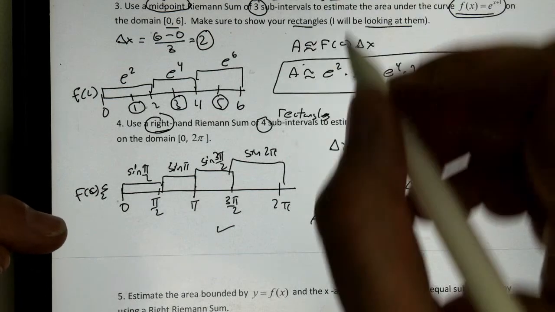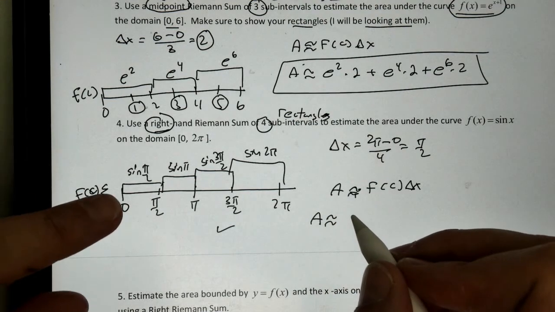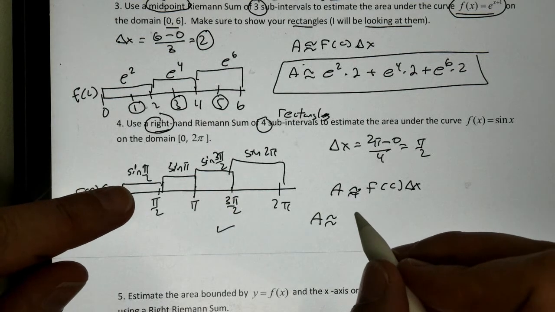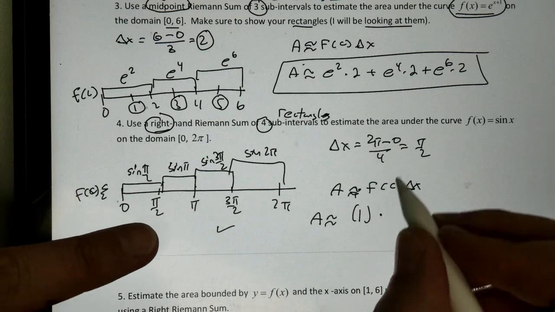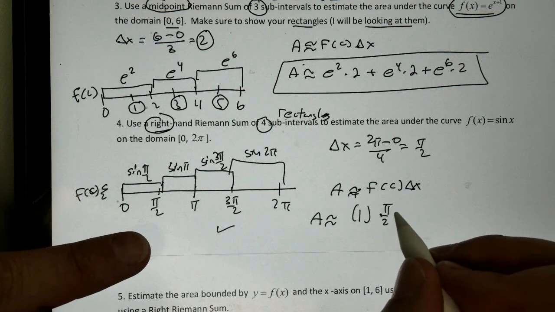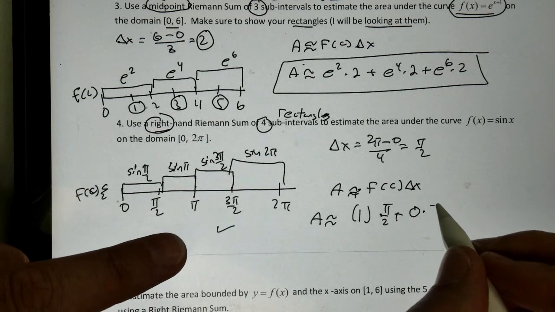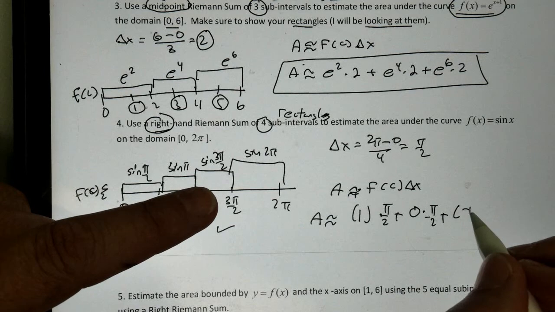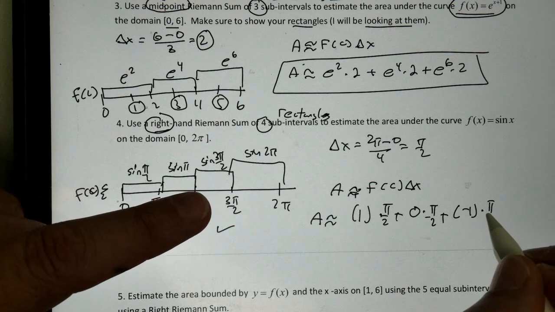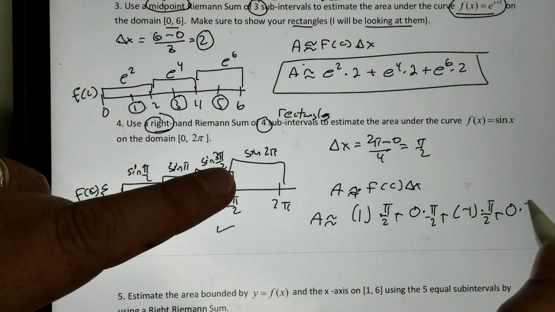So when we do this, there we go. I don't want to leave that sine of pi over 2. Sine of pi over 2 is 1. So I'm going to go 1 times pi over 2 plus the sine of pi, which is 0, times delta x, pi over 2, plus the sine of 3 pi over 2, which is negative 1, times pi over 2, plus the sine of 2 pi, which is 0, times pi over 2.